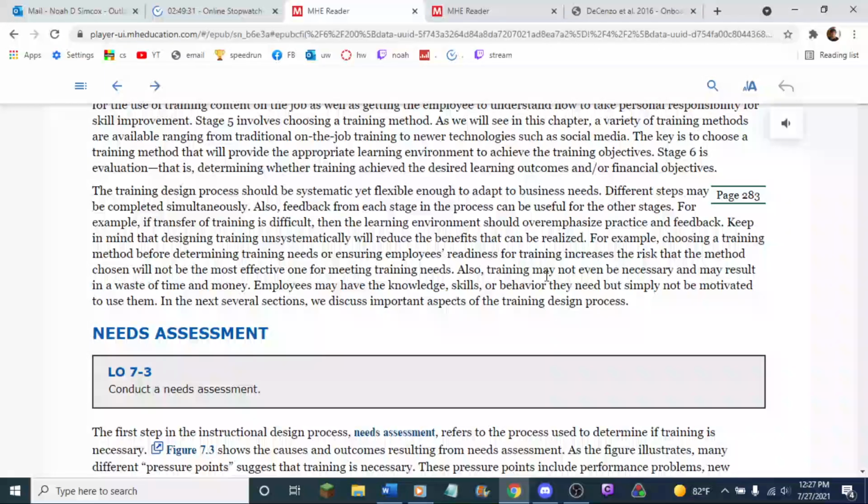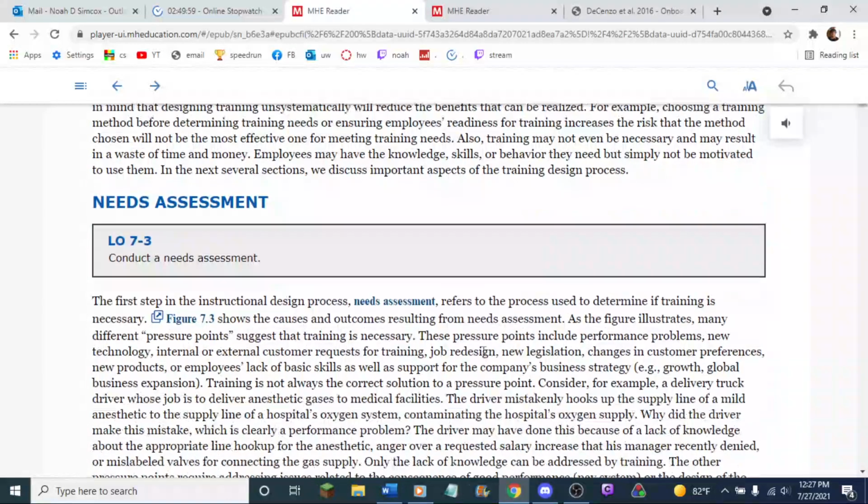Keep in mind that designing training unsystematically can reduce the benefits that can be realized. For example, choosing a training method before determining training needs or ensuring trainees' readiness for training increases the risk that the method chosen will not be the most effective one for meeting training needs. Also, training may not be necessary and may result in a waste of time and money. Employees may have the knowledge, skills, and behavior they need, but simply not be motivated to use them. In the next several sections: needs assessment.